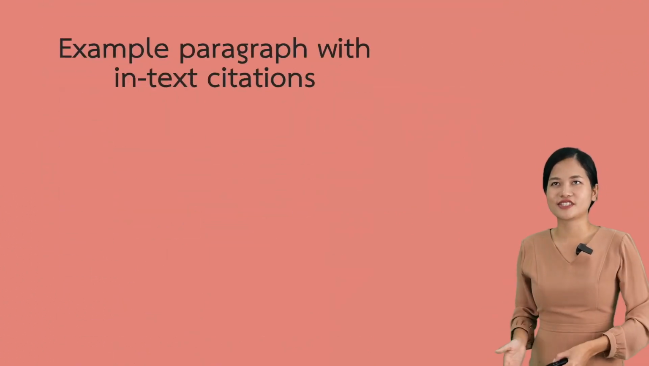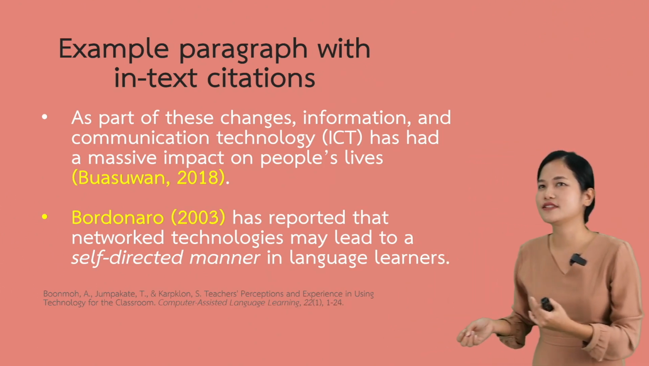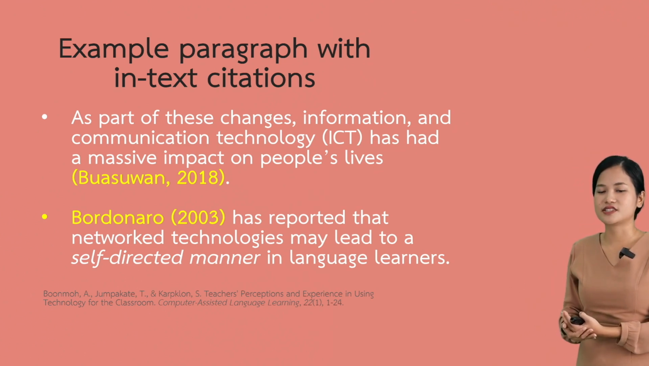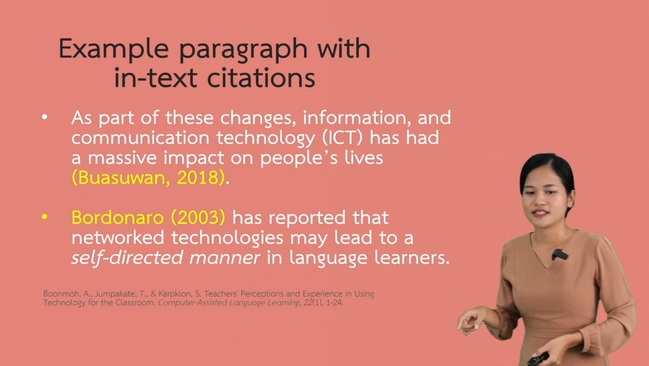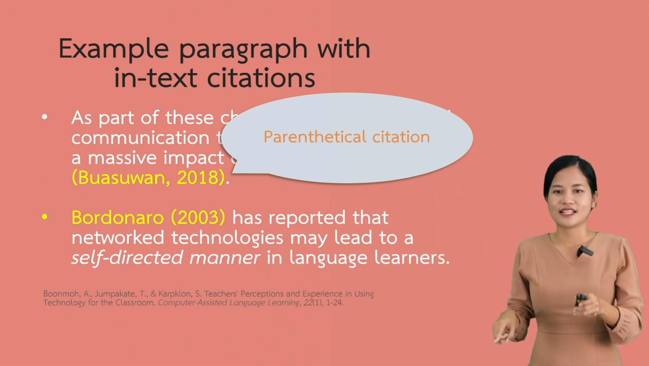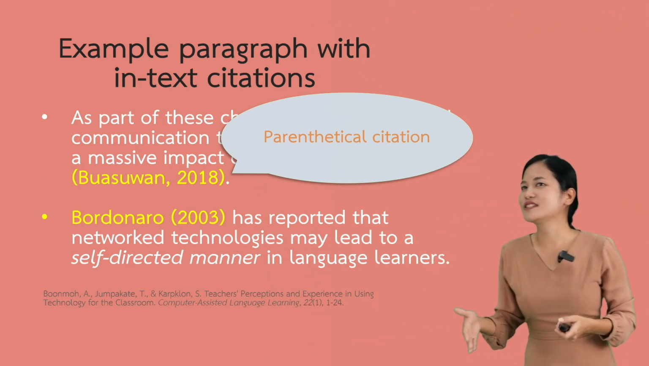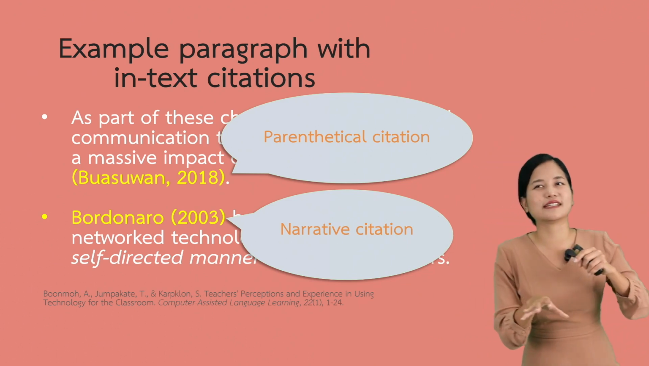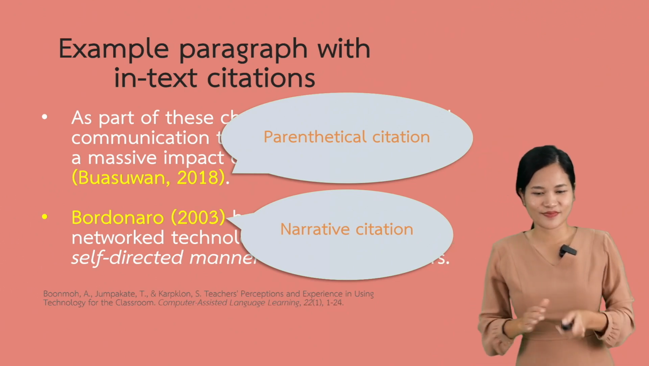How about in-text citations? If you want to talk about the references, you can follow this format. There are two main ways to generate the in-text citations. For example, the first one is the author's name and then comma and then the year. It is called parenthetical citation, where you have the brackets. And the second one, you can say Bordonaro 2003. This one is called narrative citation. So they are different. You can select one. Either one is fine. Depends on your preference.